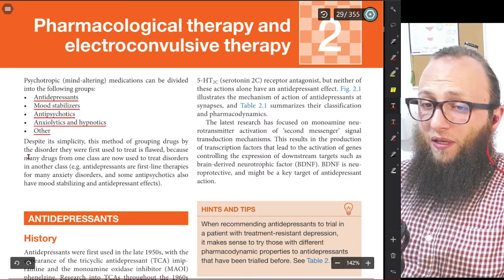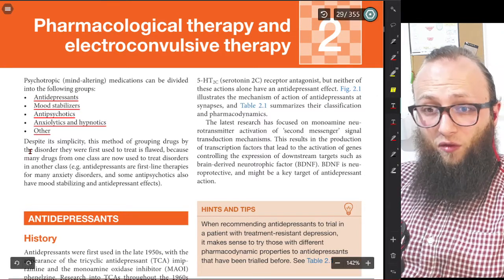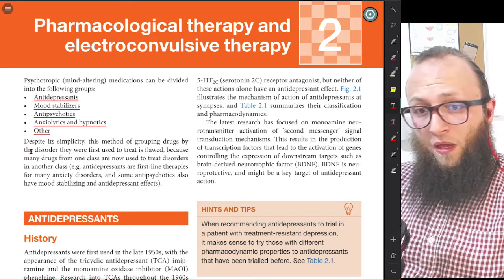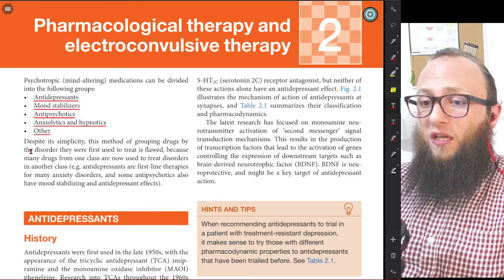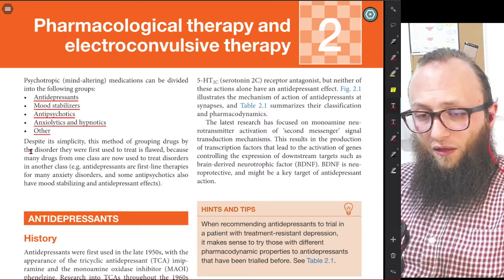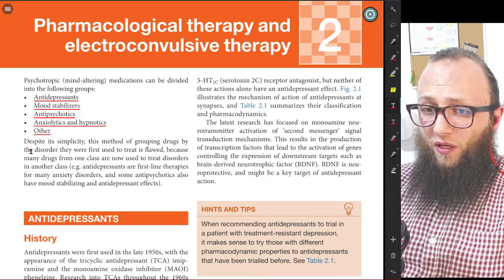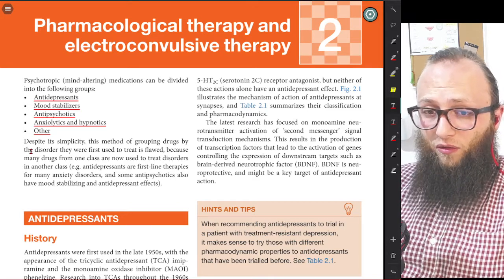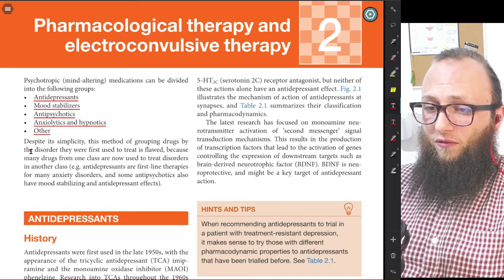Despite its simplicity, this method of grouping drugs by the disorder they were first used to treat is flawed, because many drugs from one class are now used to treat disorders in another class. For example, antidepressants are first-line therapies for many anxiety disorders, and some antipsychotics also have mood stabilizing and antidepressant effects.